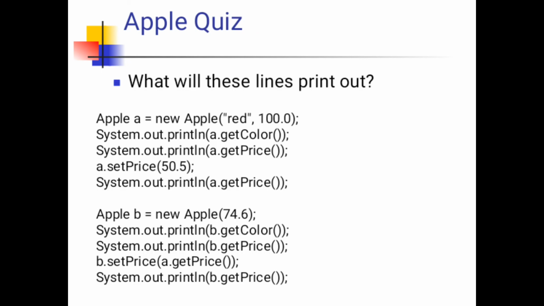Let's move on to this. What will these lines print out? Let's move on to the next. This is the final answer: red 150.5, green 74.6, and then 50.6.